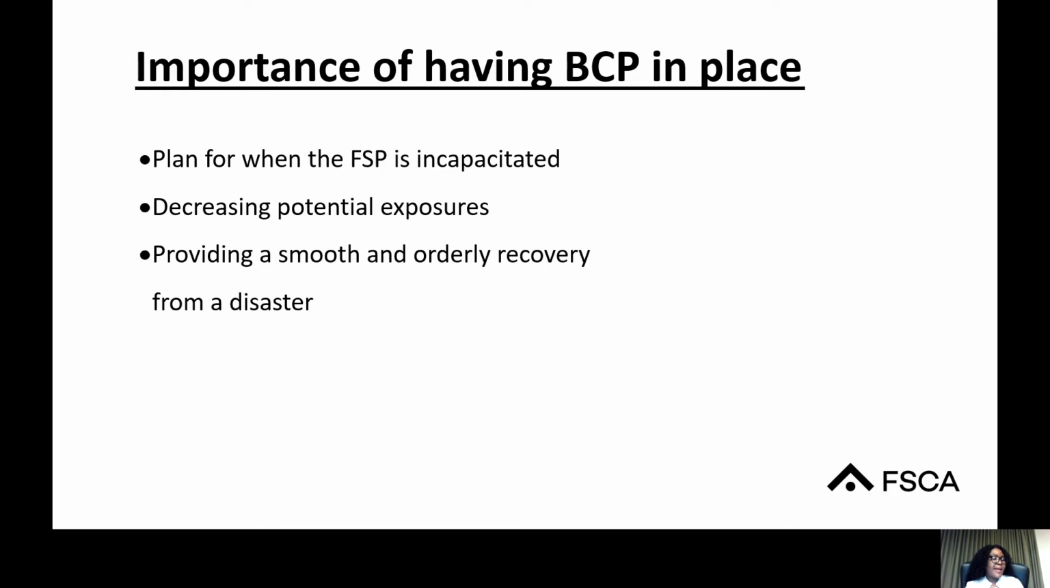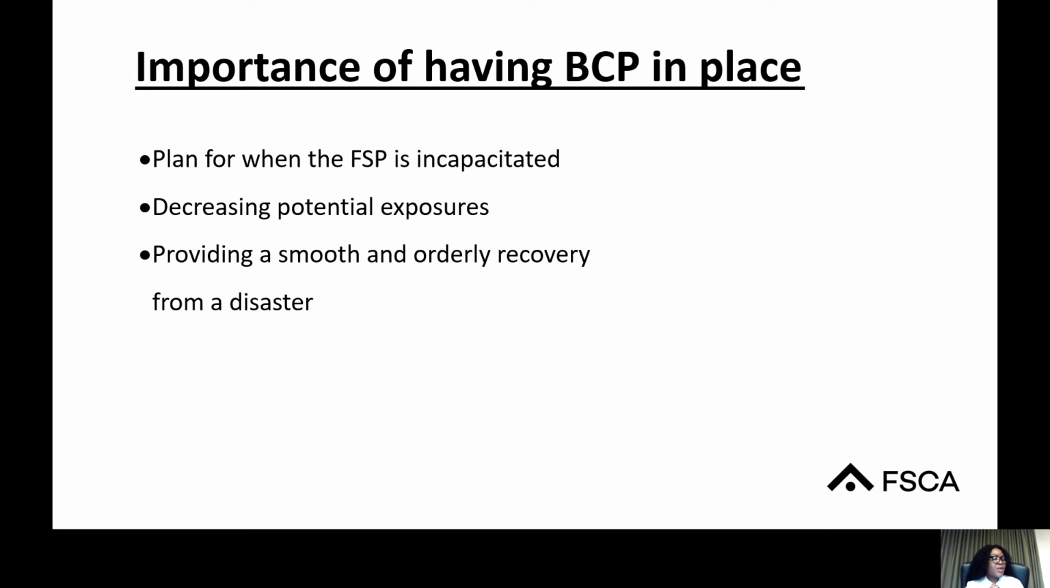And also you want to plan for when the FSP is incapacitated. This talks to succession planning that we already spoke about earlier, in terms of who will be taking over in case a KI is not able to perform their duties in terms of FAIS. And also you want to be decreasing your potential exposure, which goes back to the risk management planning as well. As an FSP, you want to plan for different types of risks in order to limit your losses as much as possible, and also to make sure that you resume your activities with the least amount of disruption as possible as well.